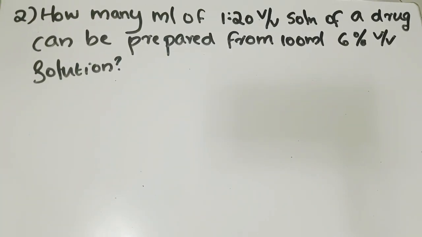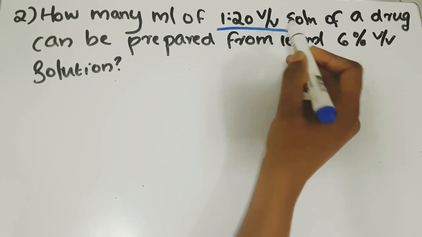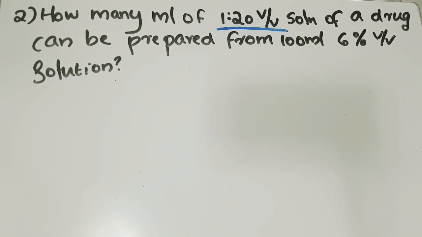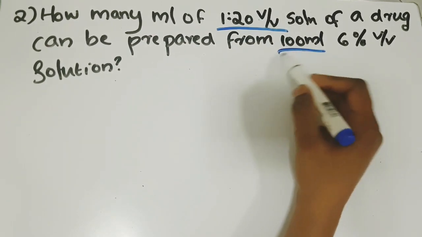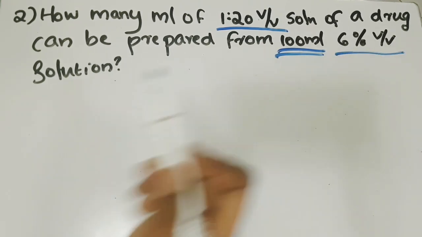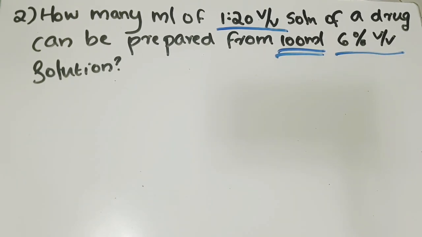Second question, how many ml of 1:20 volume by volume solution of a drug can be prepared from 100 ml of 6% volume by volume solution? Okay, so we are coming to our first step. We are analyzing the question. Here in this question, the diluting solution is not specified or given, so we can take it as water. Okay, so we are mixing water and also the 6% volume by volume solution.